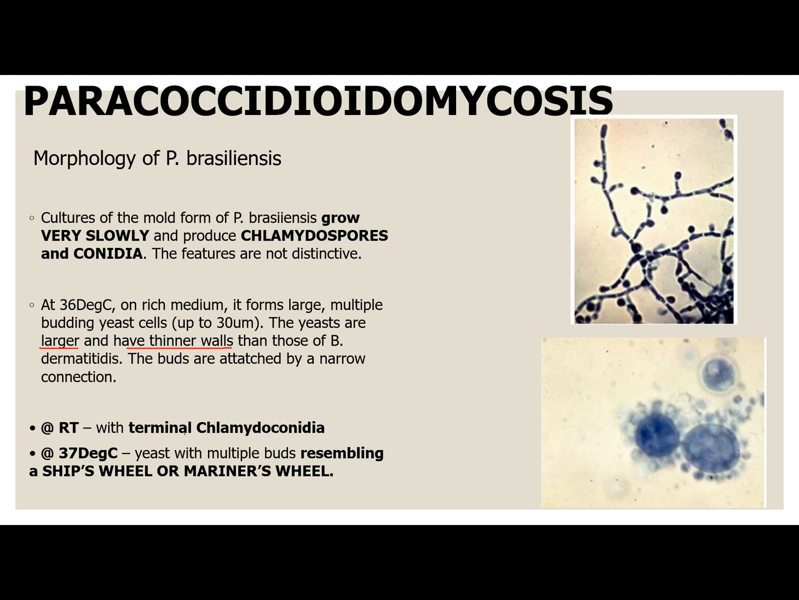At room temp, they have terminal chlamydoconidia. On yeast form, they appear as yeast with multiple buds resembling a ship's wheel or a mariner's wheel. So pag tinignan mo yung yeast form niya, it would resemble a ship's wheel or a mariner's wheel. Diba yung sa barko, class? Diba may ganun-ganun yan. So yun yung appearance niya.